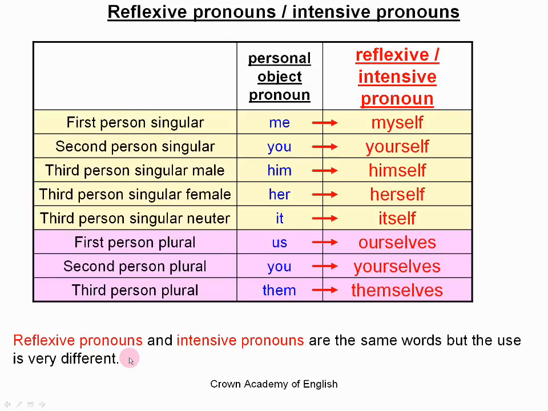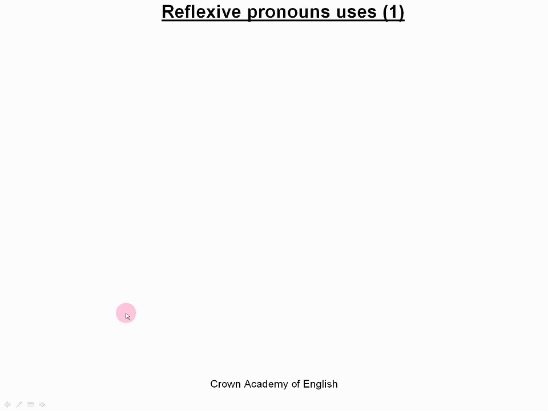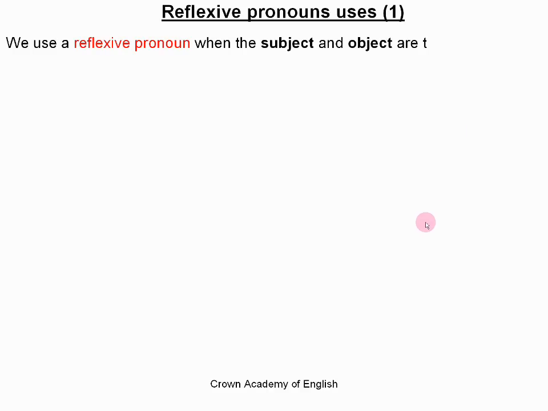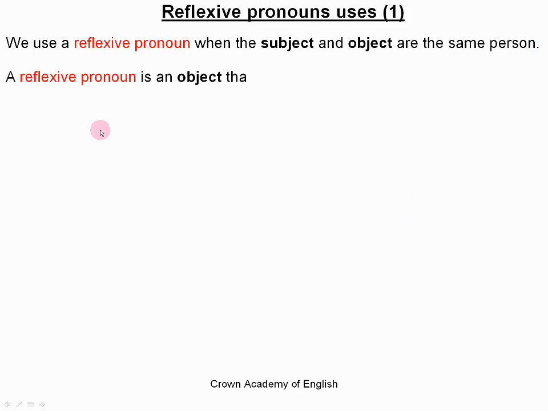So first, let's look at the reflexive pronouns. So we use a reflexive pronoun when the subject and object of the sentence are the same person. A reflexive pronoun is an object that reflects back to a subject. So it is an object of the sentence and it reflects back to a subject.